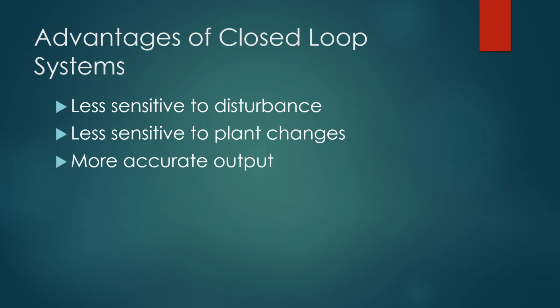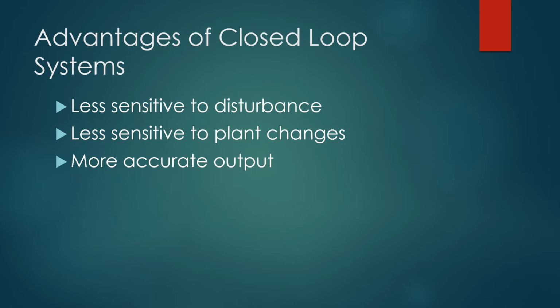What are the main advantages of a closed loop system? So a closed loop system is less sensitive to disturbance. As I've mentioned a while ago, we cannot eliminate disturbances, but we can compensate or minimize their effect. Any control system is affected by a disturbance, and as mentioned, these unwanted disturbances eventually affect the output.